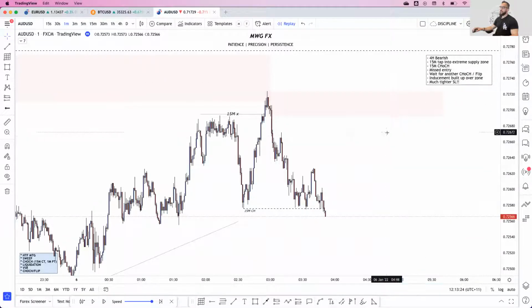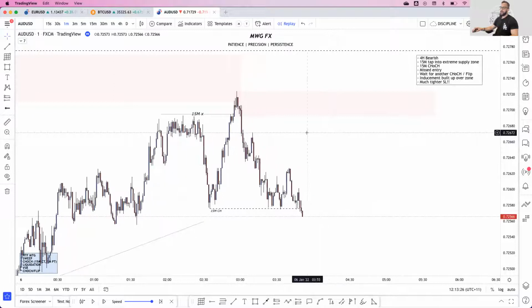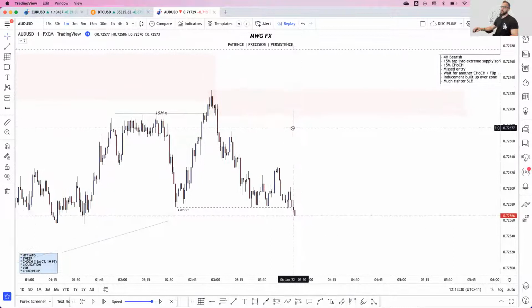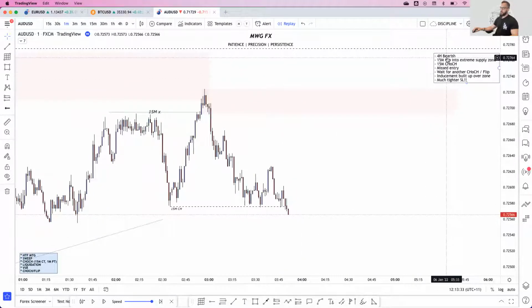Yeah, so just following on from yesterday's video, I just wanted to refine the sell that I took from the extreme of the 4-hour leg. So if we look at this, firstly, we've got the 4 hours still bearish. We've had the 15-minute tap into the extreme supply zone. We've had a 15-minute CHoCH here, so we've taken the liquidity above these equal highs. We've had a 15-minute CHoCH to the downside.